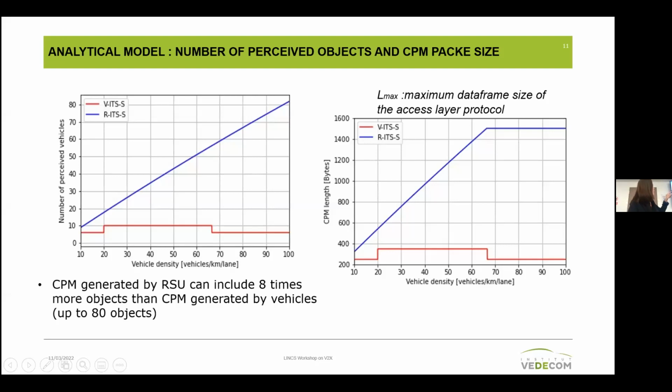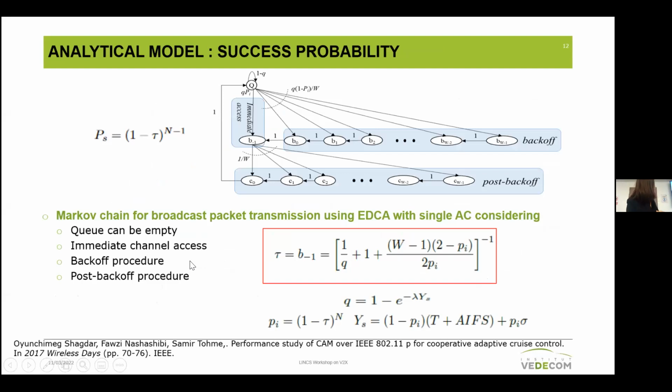So if you check the CPM length, unfortunately, a roadside unit cannot put all the objects because there's a size limit for the technology. For example, if you say 1,500 bytes for the Wi-Fi technology that we imagine here, then it will basically put up to around 60-something objects in the CPM. Now that we understand how many objects it can put, what we're interested in is the success probability.